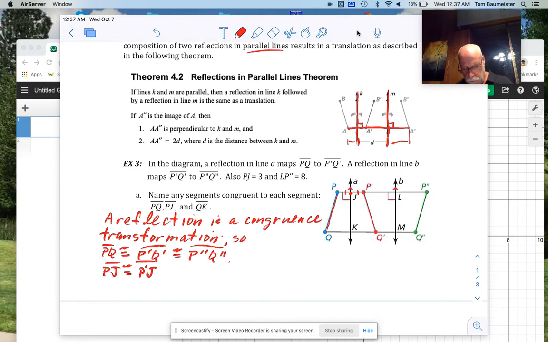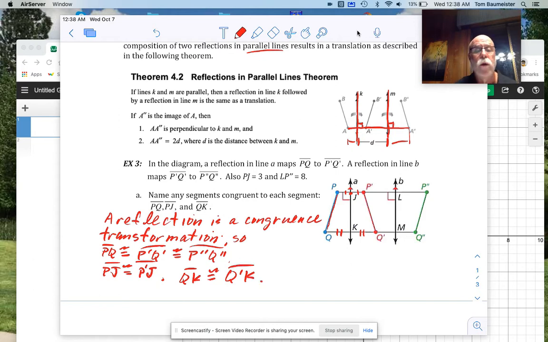Okay. And then by the same token, we have QK. So that would be that one right there. Again, I'm just tick marking it so you can think. So if I flip it over, the distance from QK is the same from Q prime to K. So those two are going to be the same. So we can say that QK is going to be congruent to Q prime K.